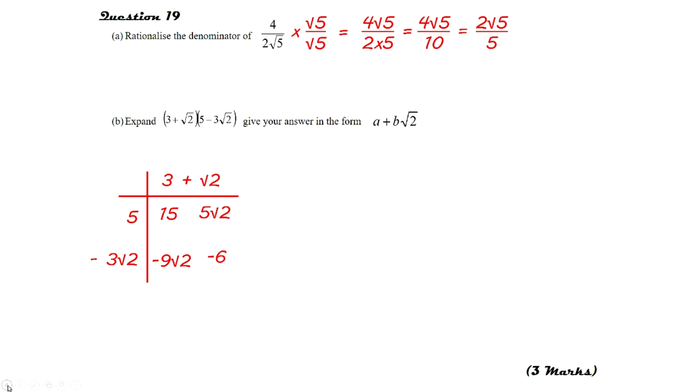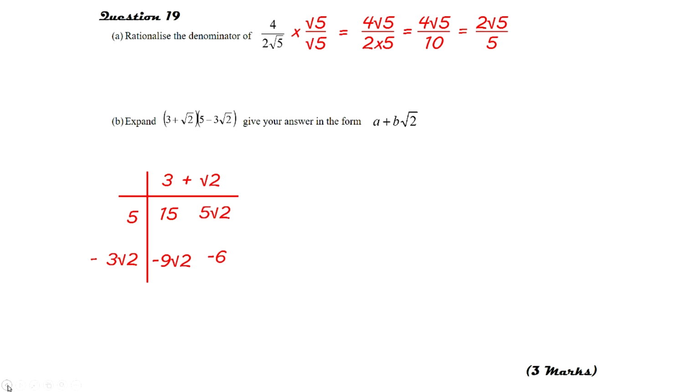Now if you're not sure where the negative 6 came from, I've got a positive times a negative, so that's why it's a negative answer. Root 2 times root 2 is 2, but that's also being times by the 3. So 2 times 3 gives me the 6, and remember we said that it was going to be negative.